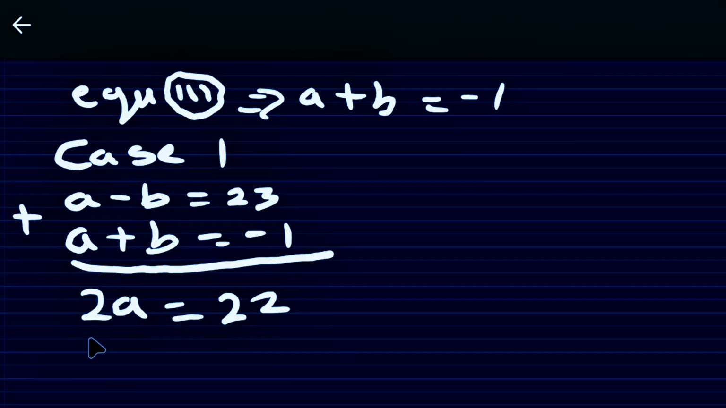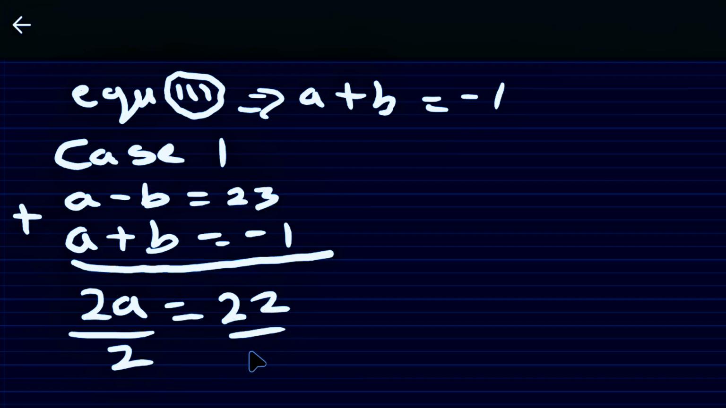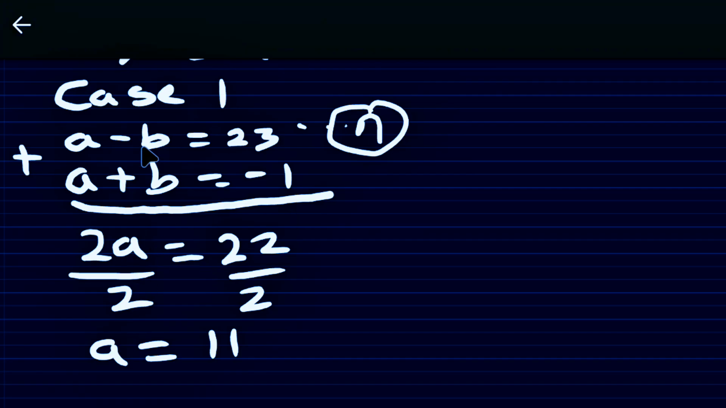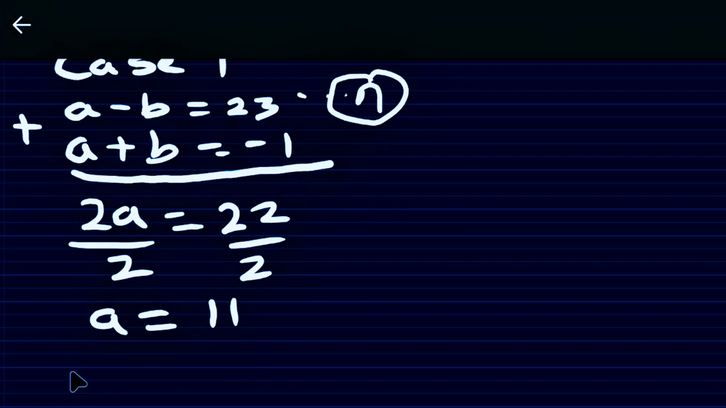So we are going to divide both sides of the equation by 2. If we do that, we have a equals 11. The value of a equals 11. Then from this equation n, remember that this is equation n, let's find b. So we are going to substitute the value of a, which is 11. So we have 11 minus b equals 23.